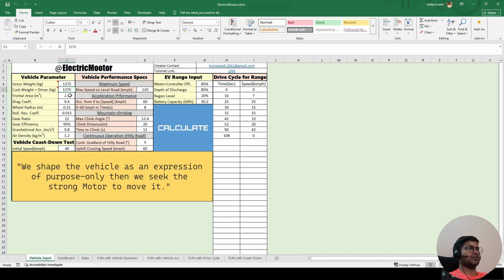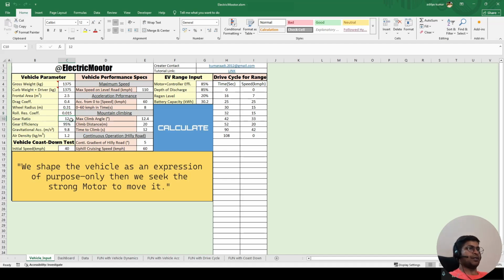Now the next cell is the frontal area, the unit is meter square. I have taken 2.5 here. The next cell is the drag coefficient. Now the next one is the wheel radius. Here the rolling resistance coefficient that I have given is 0.015. All of this you can edit as per your requirement.